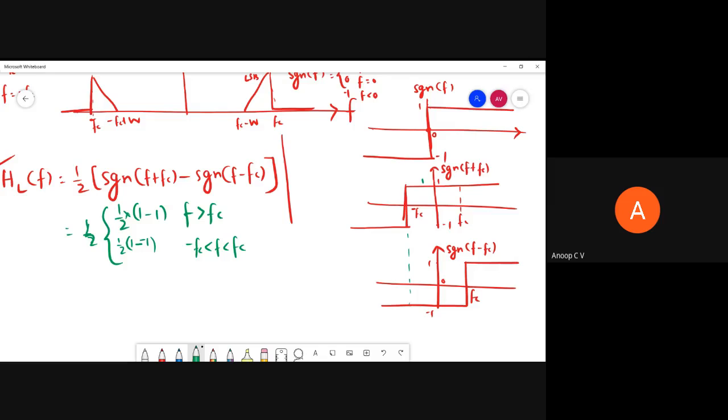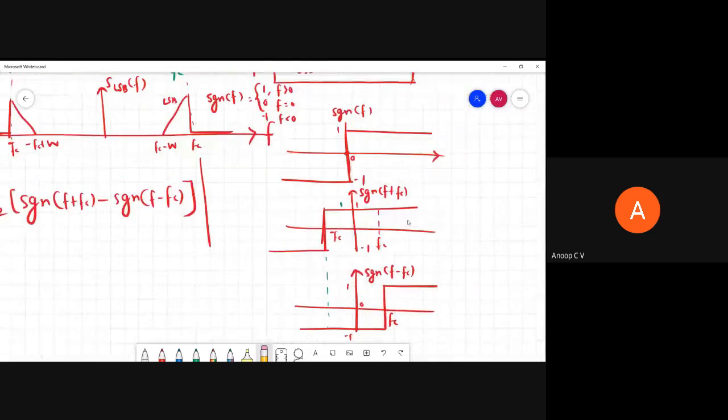Now maybe I don't want to include the half here. Why? Because I'm just subtracting signum of F minus FC from signum of F plus FC. I'm considering this half, let it be outside. Maybe I should write it somewhere else, otherwise you may get confused, right? So I'll write it towards the right.